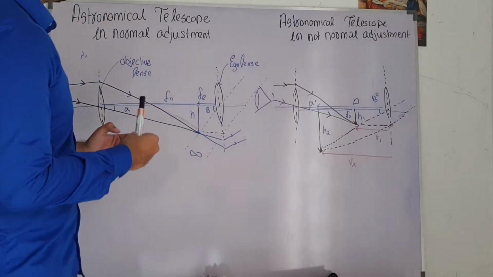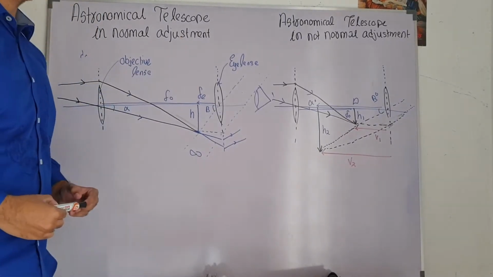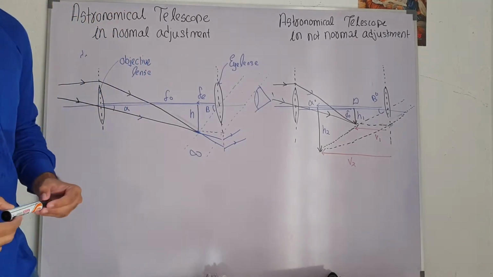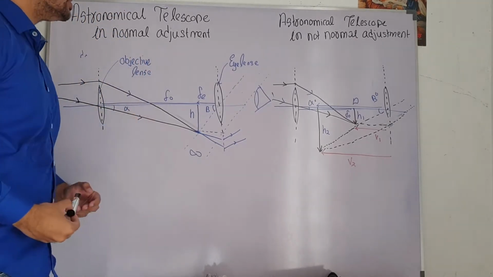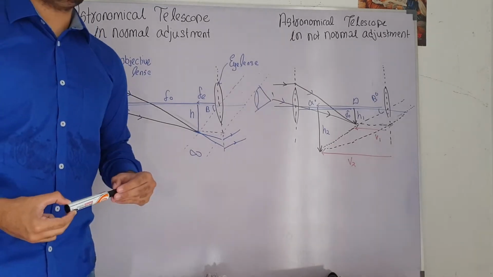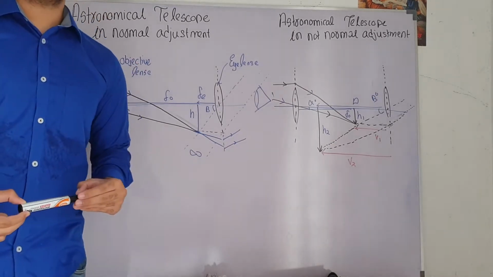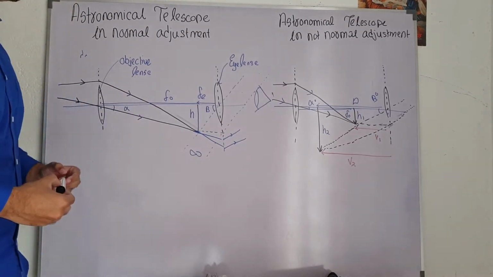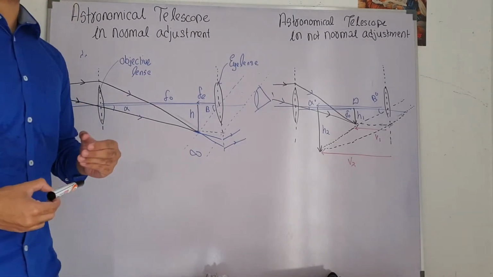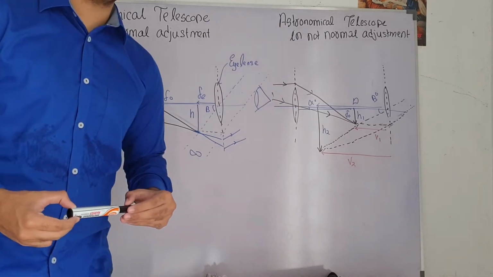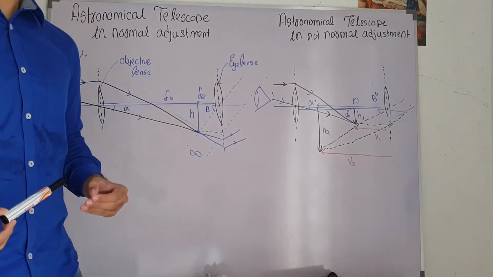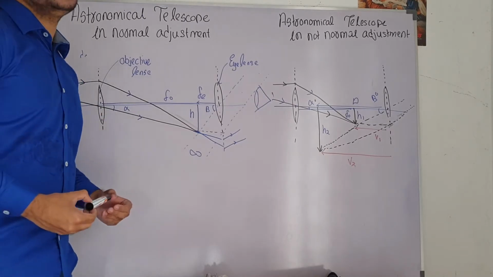So today we are going to discuss the astronomical telescope in normal adjustment and the astronomical telescope in not normal adjustment. This astronomical telescope is made of two lenses, mainly the objective lens and the eye lens. In normal adjustment, you can see that f0 plus fe will give you the total length of the astronomical telescope. So f0 plus fe equals the total length of this telescope.